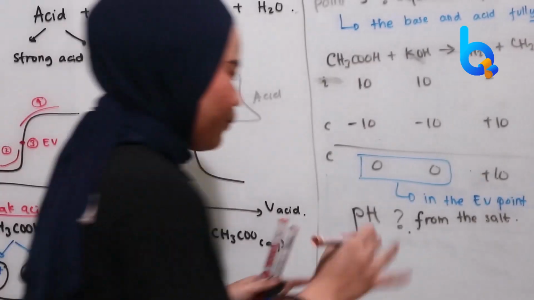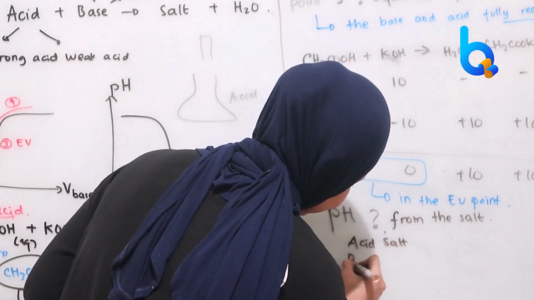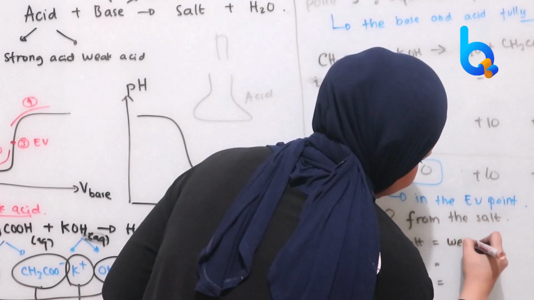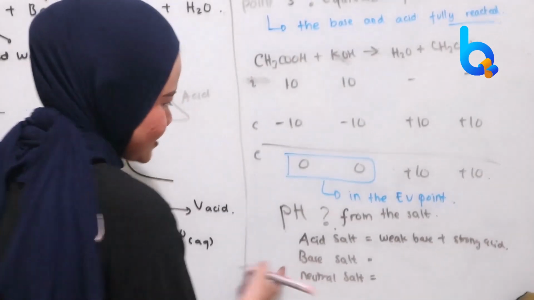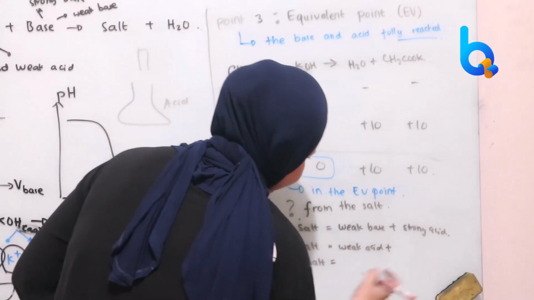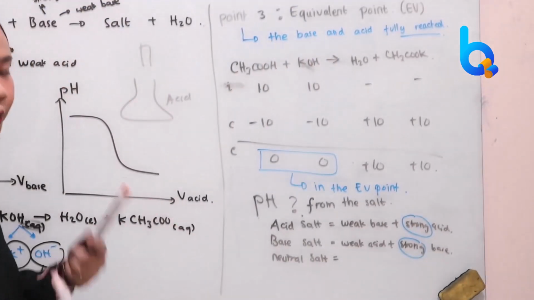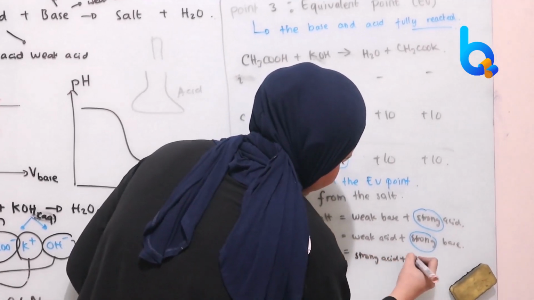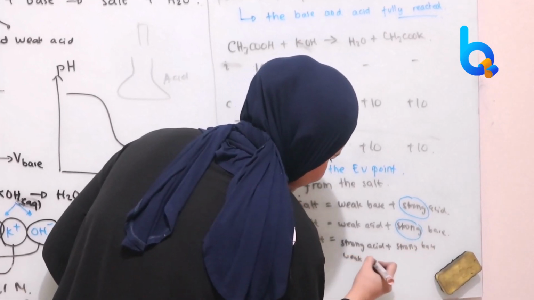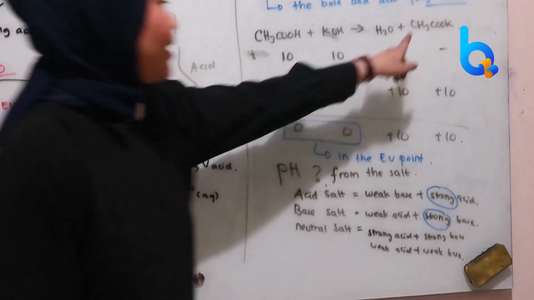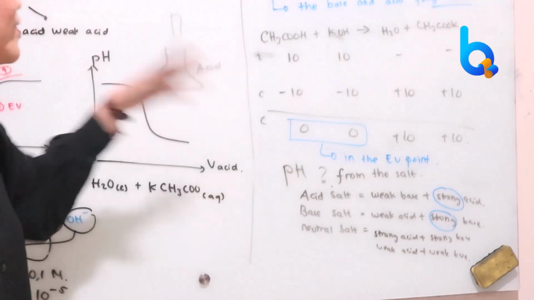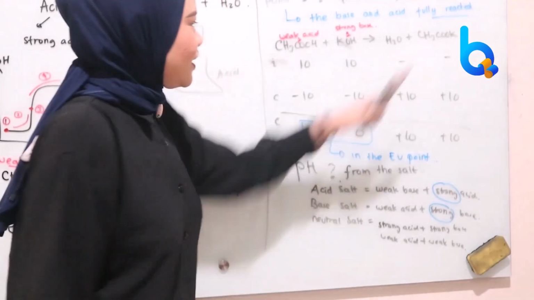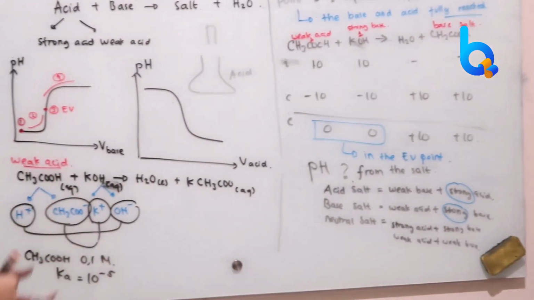There are three types of salt properties: acid salt, base salt, and of course neutral. We have an acid salt if we combine a weak base with a strong acid. We have a base salt if we combine a weak acid plus a strong base. The properties of acid or base also apply to the salt. Neutral can be a strong acid with a strong base, and it can also be a weak acid with a weak base. Look at this one, CH3COOK. We already know that this is a weak acid, and it is combined with a strong base. So this will be a base salt.